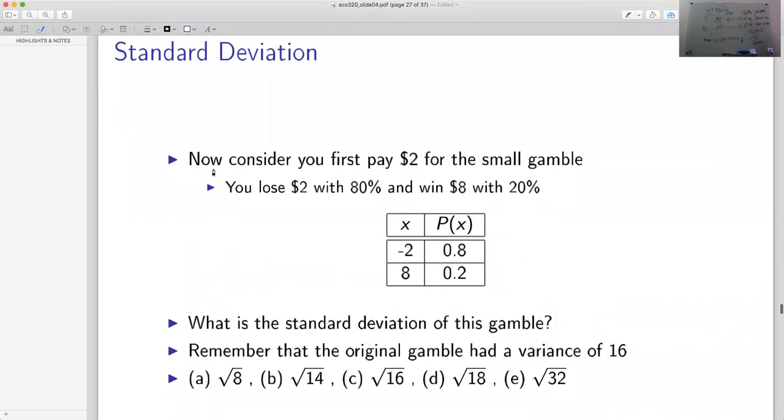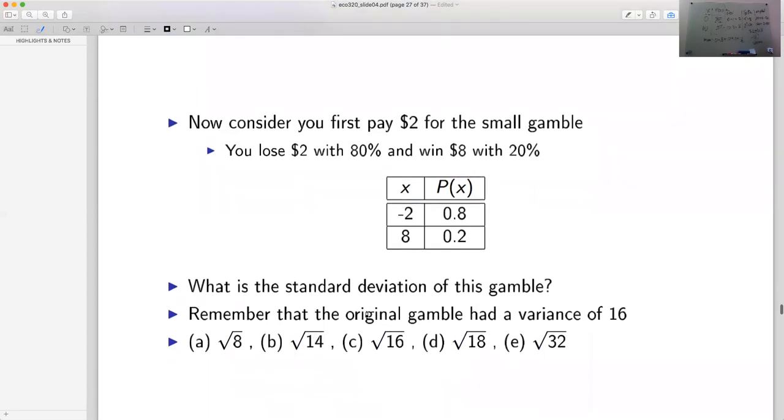Now consider you first paid $2 for the gamble. So you have to pay $2 to play the gamble. That means an 80% chance you're losing $2, or you win $8. It used to be 10 when you didn't have to pay $2, but it became 8 and -2 respectively. What is the standard deviation of this gamble?